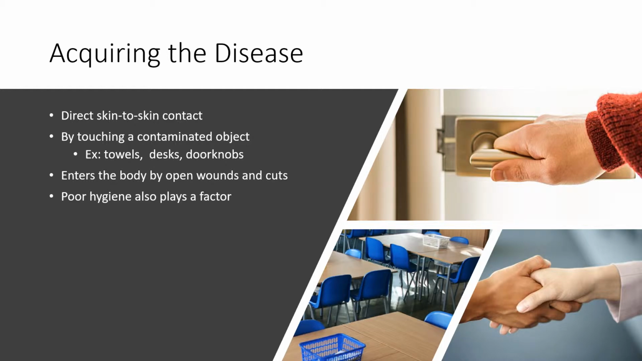This disease is acquired by direct skin-to-skin contact or by touching a contaminated object or surface. The best examples of this would be towels, desks, blankets, utensils, and it can enter the body through cuts and wounds on the skin or mucous membrane. Poor hygiene is a major environmental factor that affects how people get this disease, because if people do not wash their hands, the bacteria will stay on their hands and contaminate other surfaces and other people.